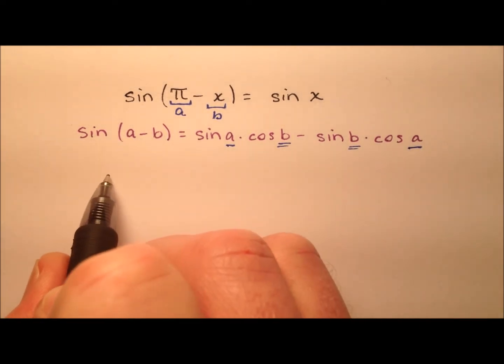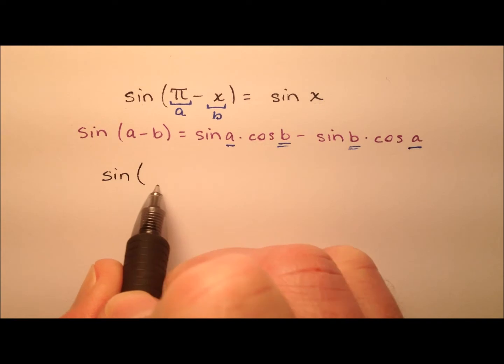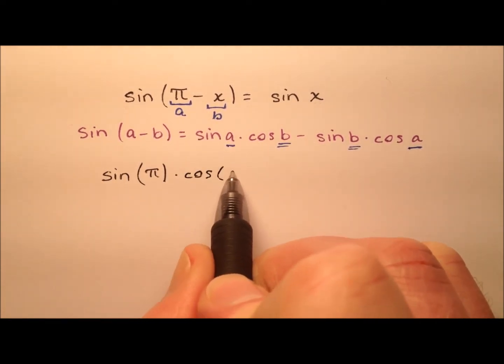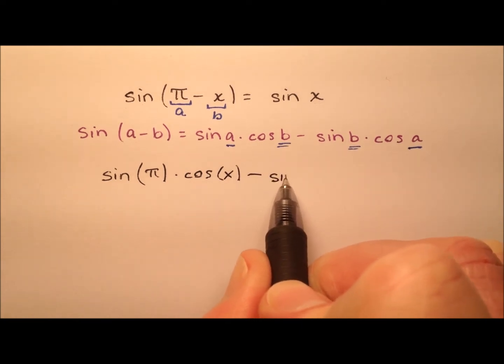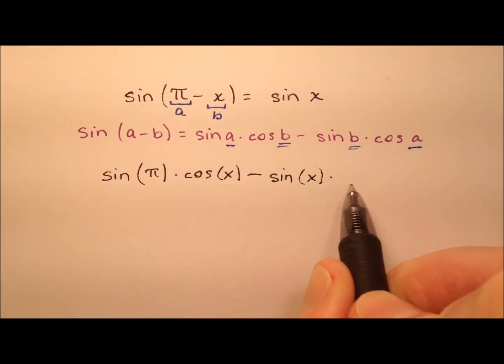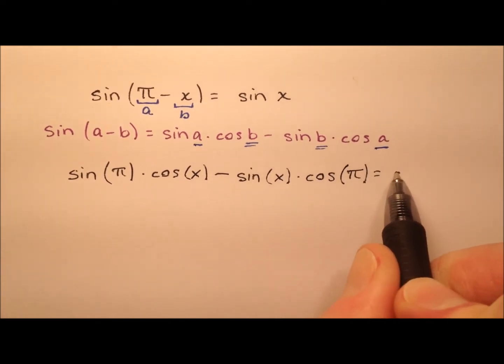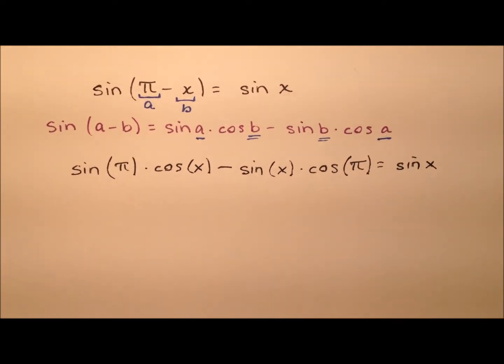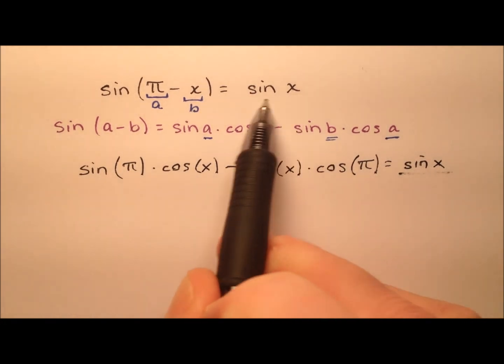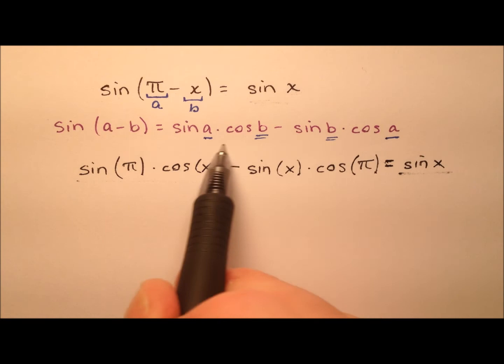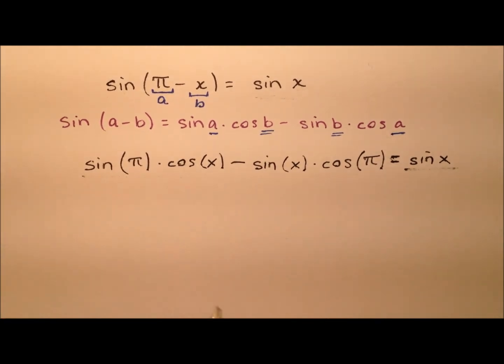So this expansion says the sine of A, which is pi, times the cosine of B, which is x, minus the sine of B, which again is x, times the cosine of A, which is this pi, and we're saying that equals the sine of x. And again, this sine of x here on the right side just comes from the right side up here. Let's take this whole left side and clean it up a bit.